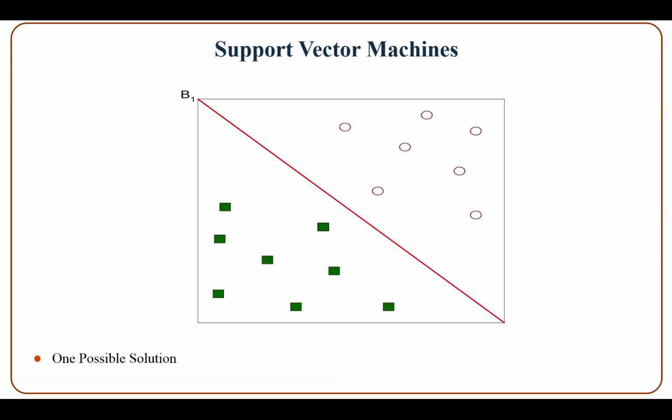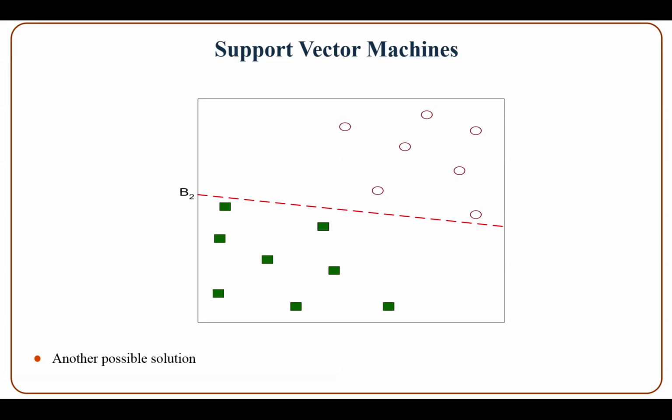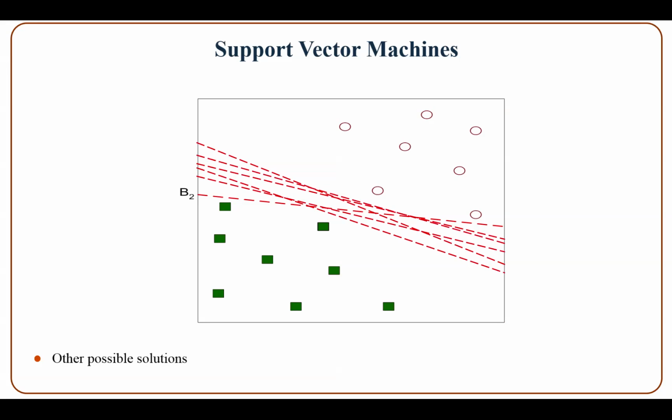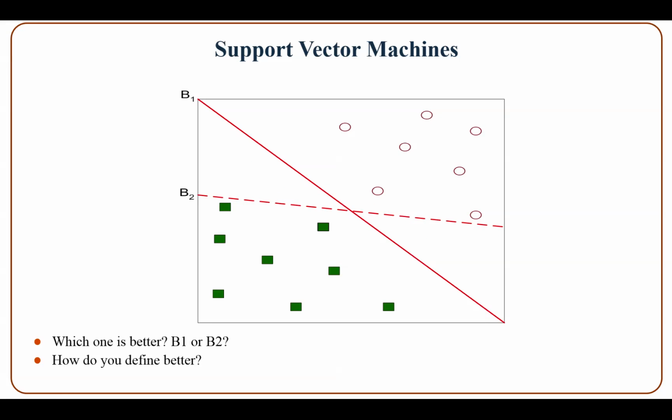Given a dataset with training points, we need to find the decision boundary that separates the points from class to class, and this is one possible solution, and this is another possible solution, and another, and you may wonder which one is better, B1 or B2, and how do you define better?